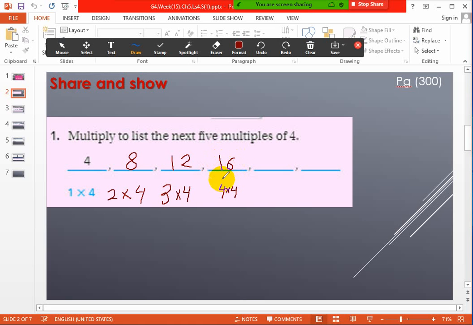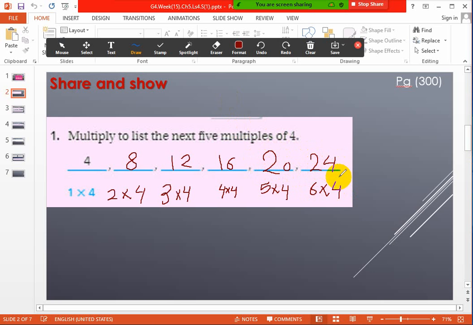Then I will multiply 4 with 5. So the multiple will be what, girls? 4 multiply 5 equals 20. Very good. Then I will multiply it with 6. So 6 multiply 4 equals what? Equals 24. Very good, girls.